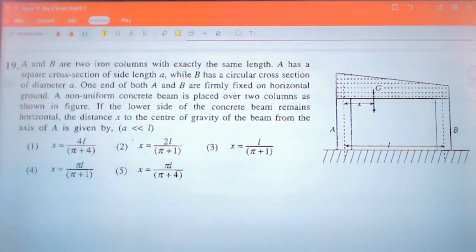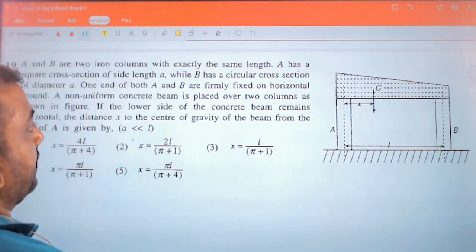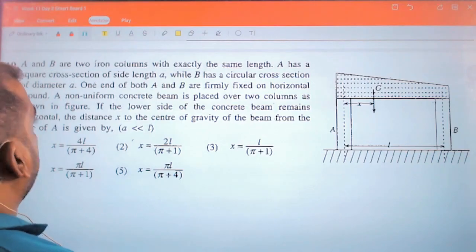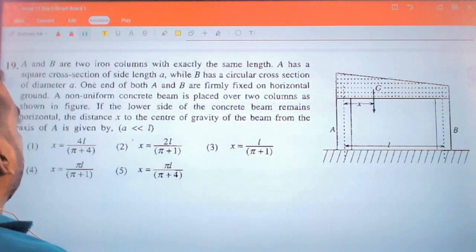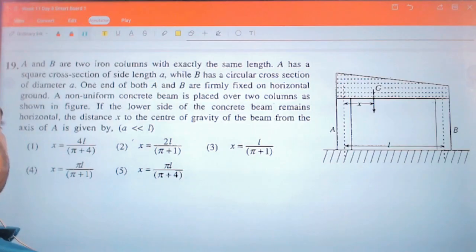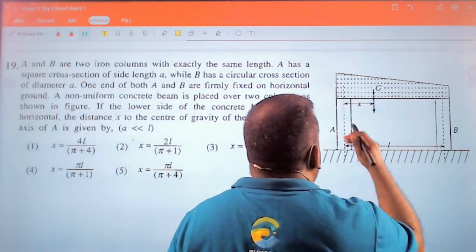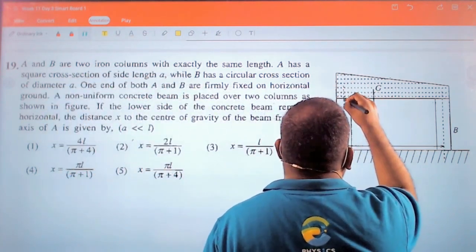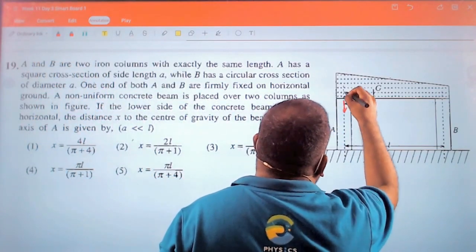A and B are 2 iron columns with exactly the same length. A has a square cross section of side a. B has a circular cross section of diameter a. They are both fixed. A non-uniform concrete beam is placed over them. If the lower side of the concrete beam remains horizontal, the distance x to the center of gravity of the beam from them is? Right. So here there will be reactions. Here there will be reactions acting, equal and opposite.